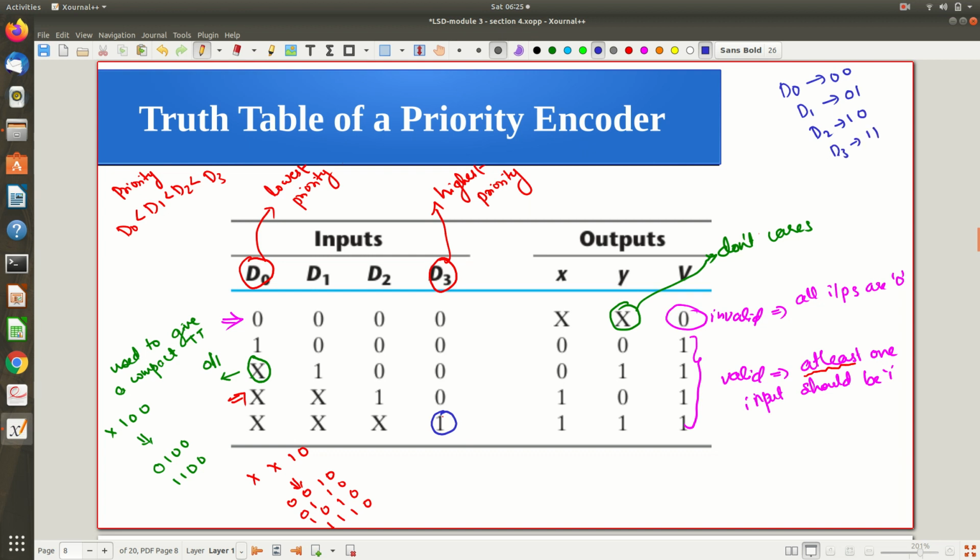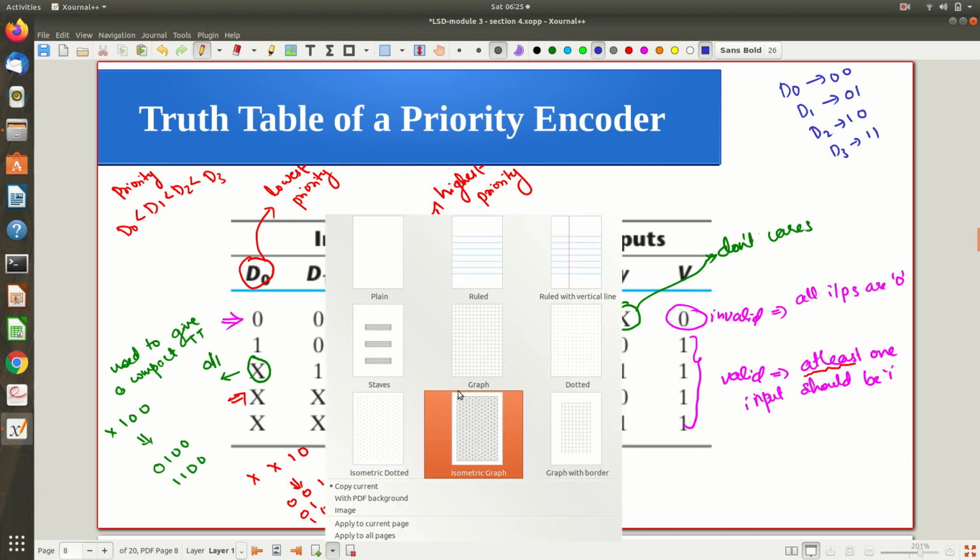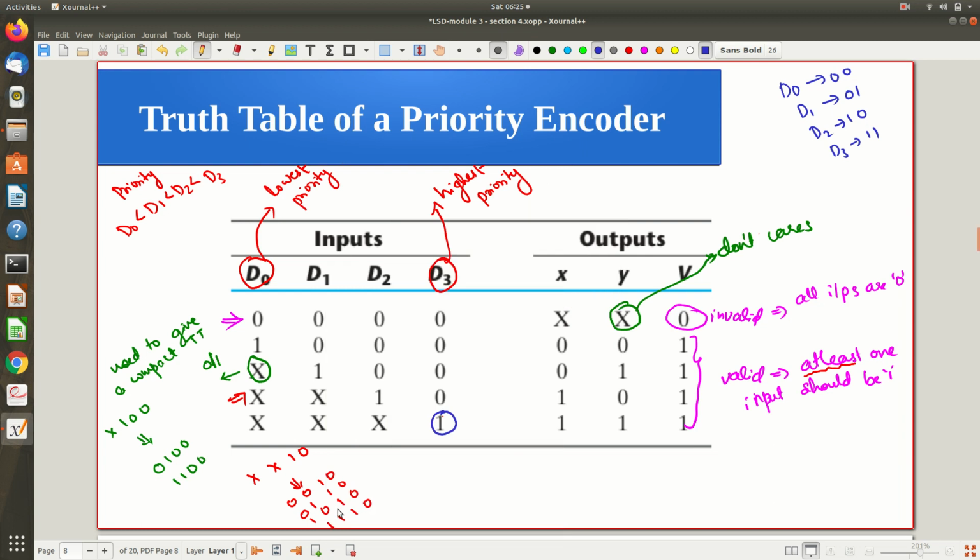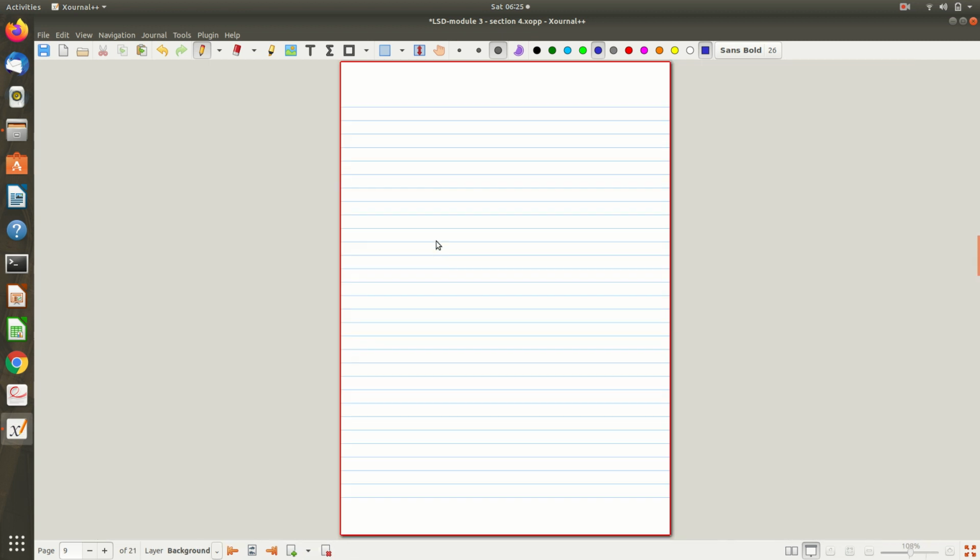Now my question is, for the encoder, let me draw this so that it will be more clear. So this is my encoder. And it is a special encoder called the priority encoder, because I am assigning some priority or I am assuming some priority for the input.